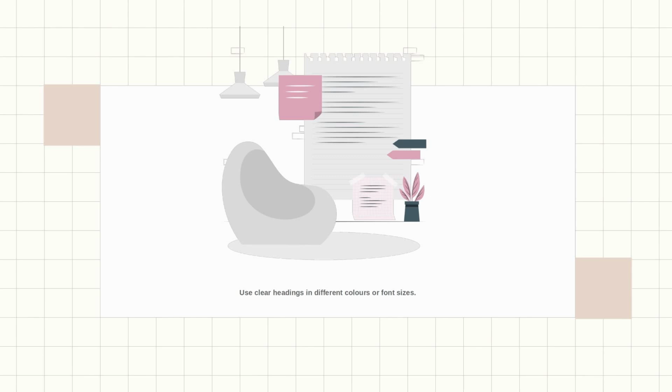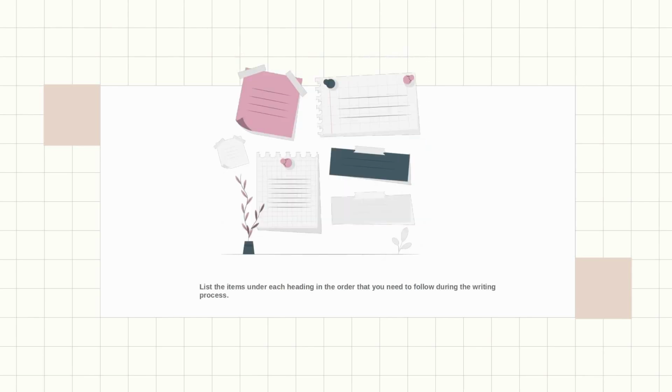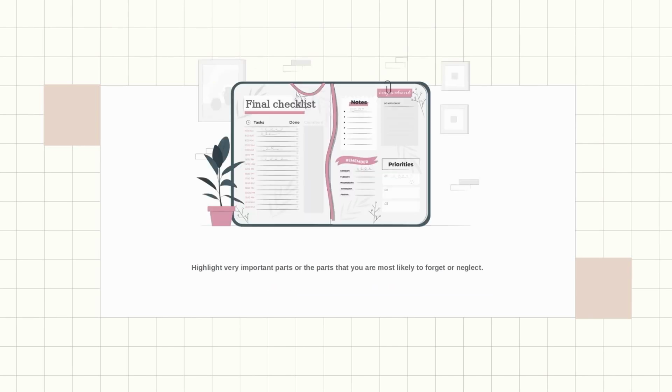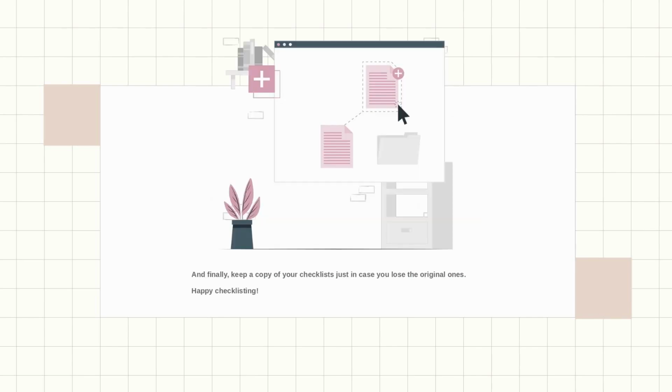Use clear headings in different colors or font sizes. List the items under each heading in the order that you need to follow during the writing process. Highlight very important parts or the parts that you are most likely to forget or neglect. And finally, keep a copy of your checklist just in case you lose the original one.